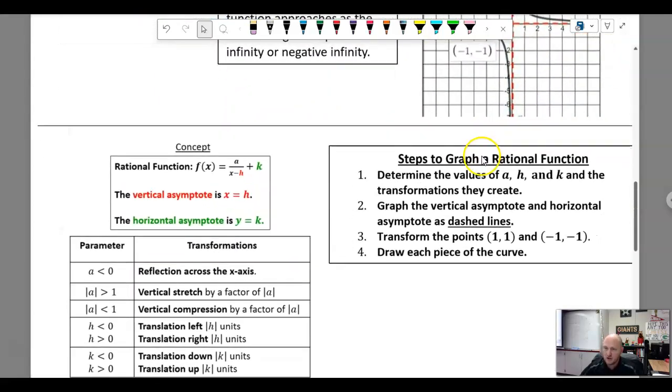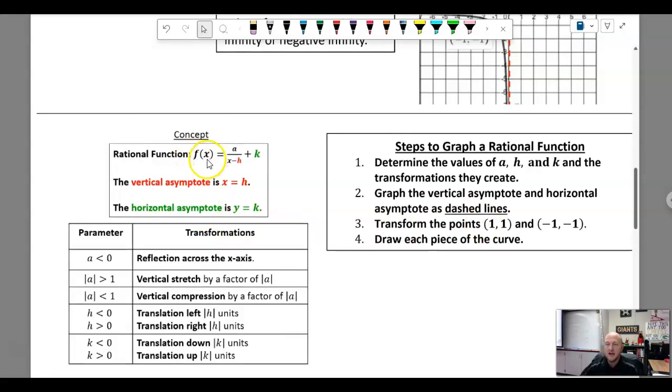Given a rational function with this form, f of x equals a over x minus h plus k, we're going to add an h value and a k value. Remember, h moves our graph left and right, and whatever we add in as a h value moving left or right, that's actually going to be our vertical asymptote. The k value will shift us up and down. So whatever that value is, that will be our horizontal asymptote, y equals k.